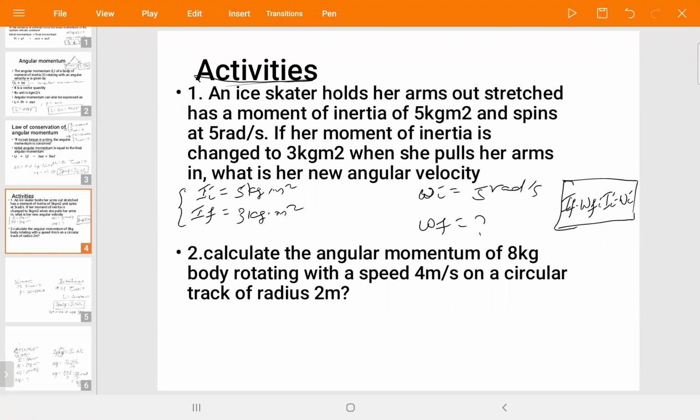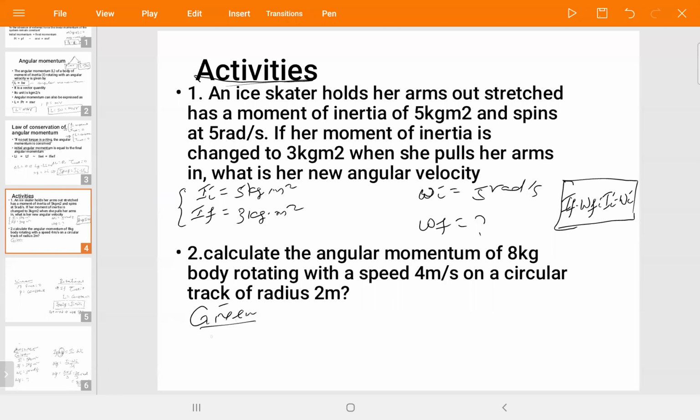Okay, what will be the solution for the second problem? The problem says: calculate the angular momentum of an 8 kilogram body rotating with a speed of 4 meters per second on a circular track of radius 2 meters. Here we are provided with the mass, 8 kilogram, the speed, which is 4 meters per second, and the track radius, which is 2 meters. So we have three quantities.